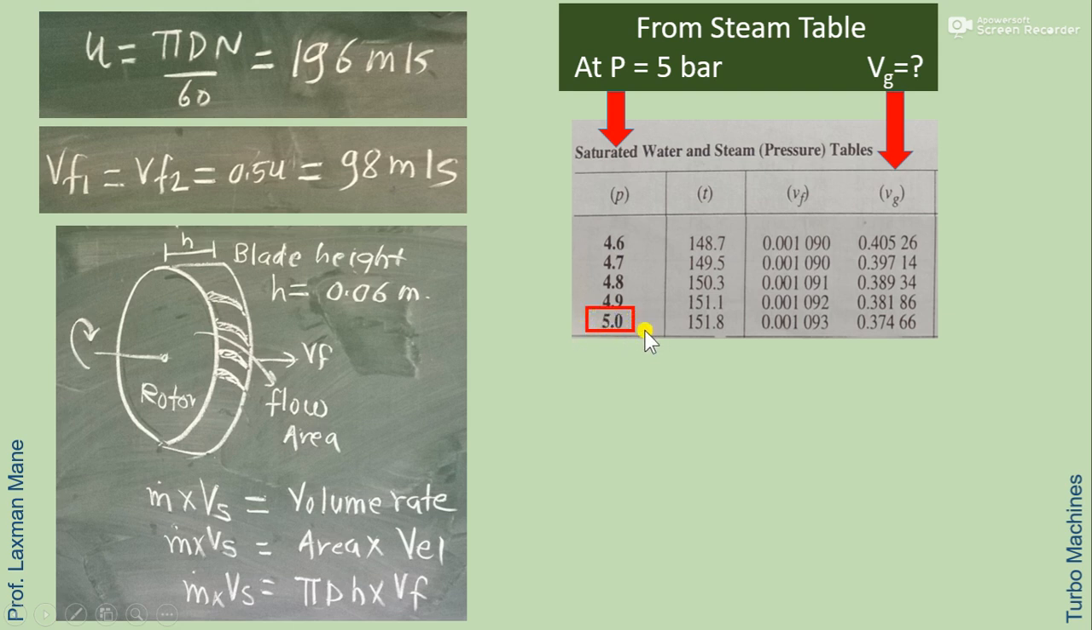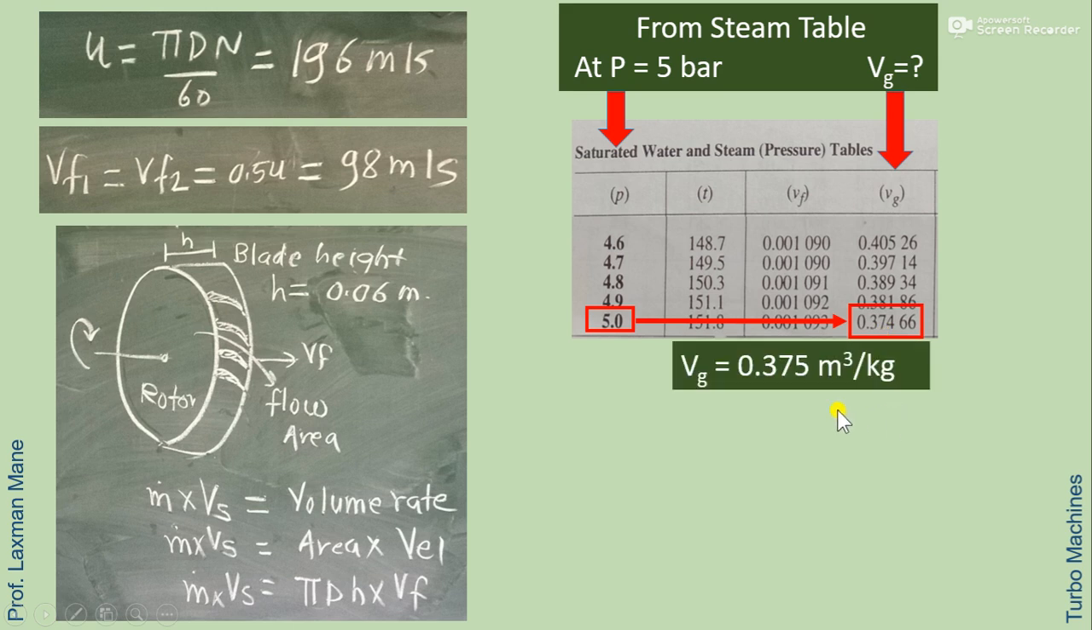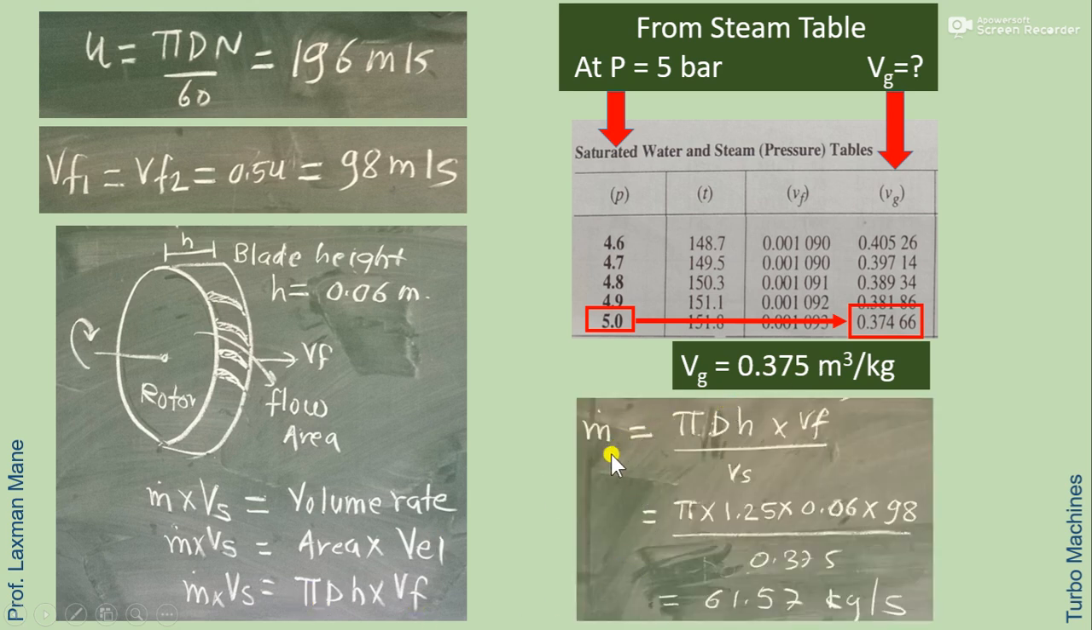Then we can project a horizontal line towards the specific volume column. Here we find the value of Vg, that is saturated steam. This value we can use for the calculation. So by putting the values, mass flow rate is equal to, arranging this equation, pi dh into Vf upon Vs. Now here this Vs and Vg, both are specific volumes. This is the standard formula, but as the steam is given as saturated, that's why we use Vg.